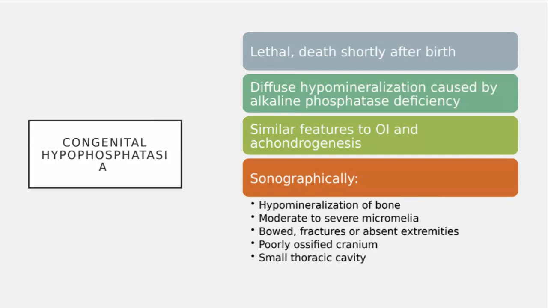This is going to appear very similar to osteogenesis imperfecta and achondrogenesis. On ultrasound, we're still seeing that hypomineralization of the bone. We're going to see micromelia. We're going to see fractures in the long bones, maybe even completely missing extremities or abnormal looking extremities. The head is going to appear hypoechoic as well. Those cranial bones are not going to appear nice and hyperechoic. And then we'll see a small thoracic cavity.